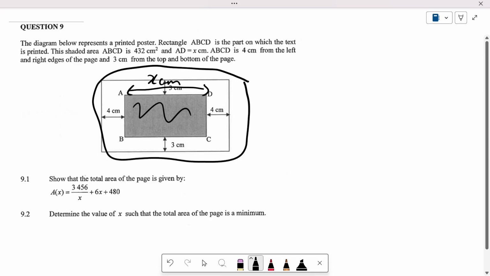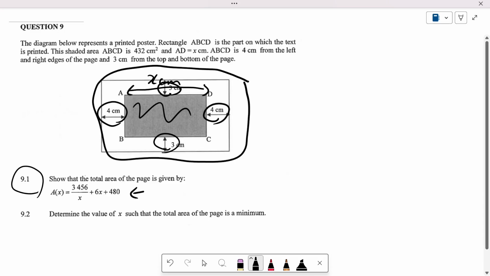ABCD is 4 centimeters from the left and right edges, so they're talking about this over here and this, and 3 centimeters from the top and the bottom of the page, so there. Okay, so what I want to do is first read these two questions that we are going to be dealing with. So question 9.1 says, show that the total area of the page is given by, and then this.